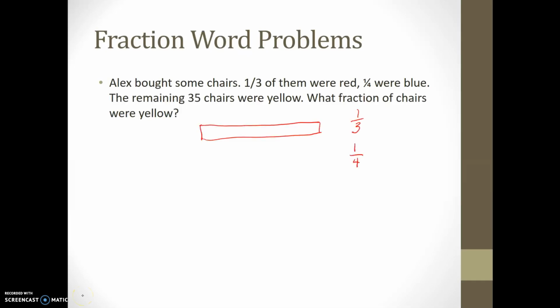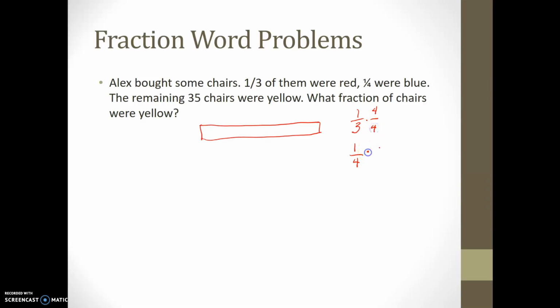Okay, and so I've drawn my bar model there, and I bet you have noticed that we've got two different fractions in our word problem. We've got a third and we've got a fourth. So if we want to section off our bar model to reflect our whole, we're obviously going to need to find a common denominator, aren't we? So let's change these to twelfths.